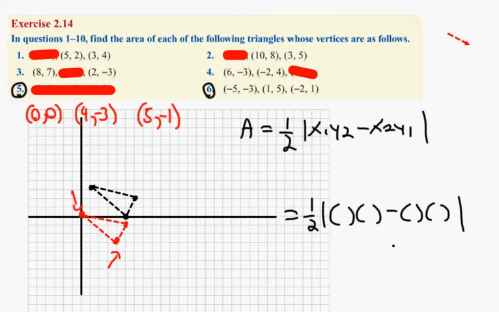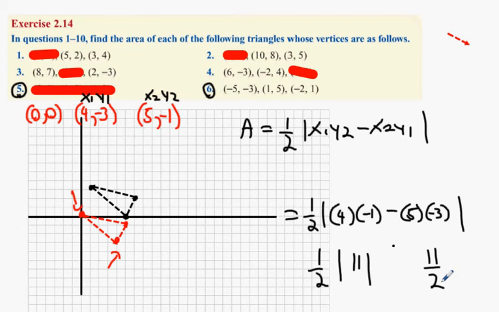Now look what happens next, guys. x1, y1, x2, y2. Put the numbers in, and we find it's 4 times minus 1, 5 times minus 3. It's going to be a half of minus 4 plus 15, a half of 11, which is going to be 11 over 2. Everybody happy with that? Okay.